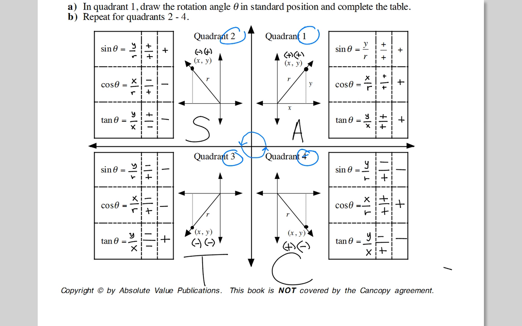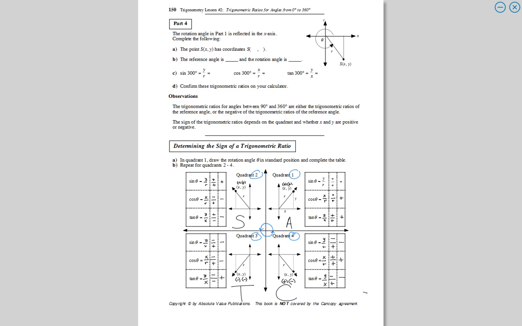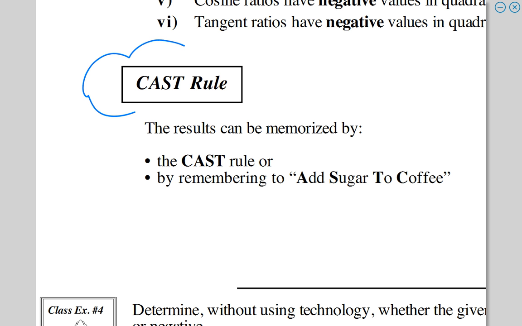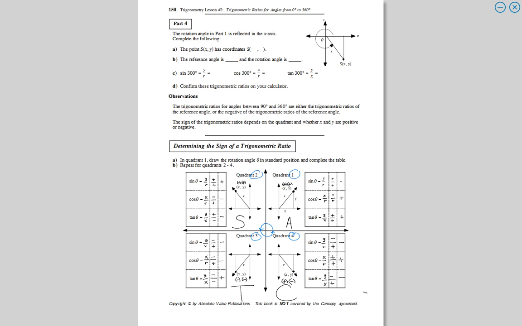What they call this in the book, and what most people in the world that do this stuff call it, is the CAST rule. And you can see here, add sugar to coffee. But I like that CAST. That's good. So this page is wrapped up.